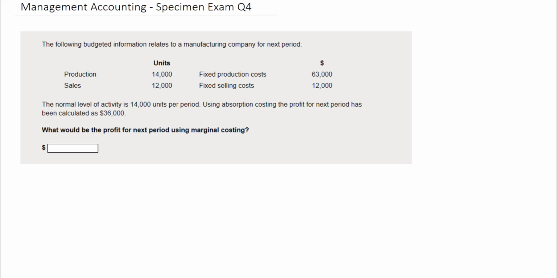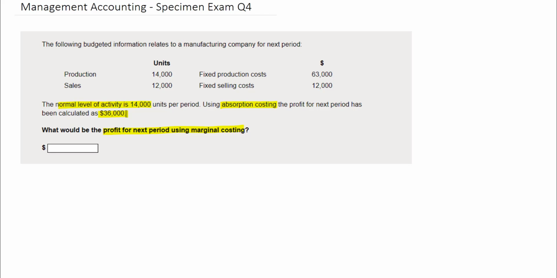In this question, you are being asked to calculate the profit using marginal costing. You've been presented with some budgeted information relating to a manufacturing company, as well as detail regarding the normal level of activity and the profit that has been calculated under absorption costing, which amounts to $36,000.